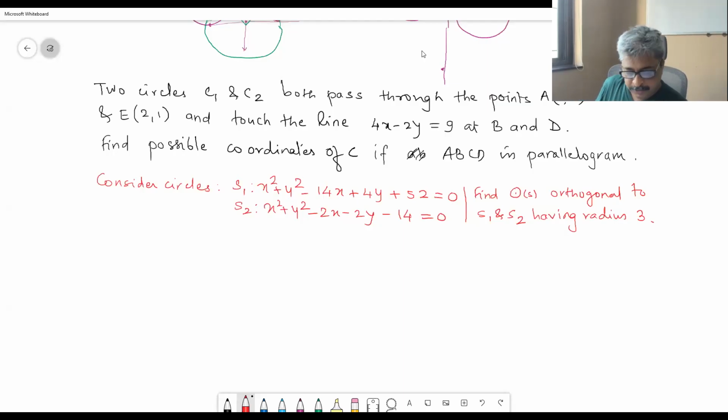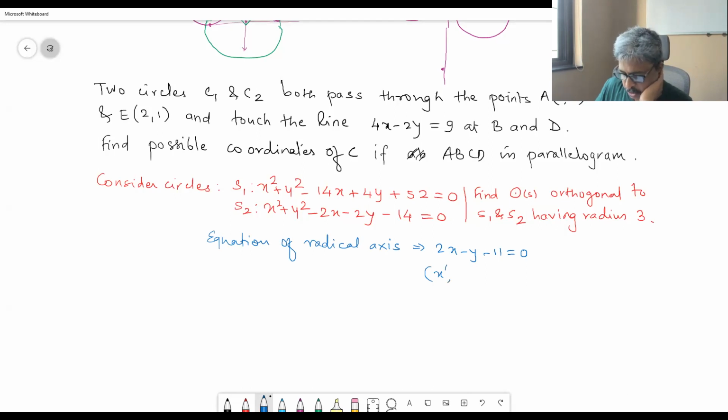Equation of the radical axis. You subtract these two and simplify, you will get 2x minus y minus 11 equals 0. So the parametric form of the radical axis is (x', 2x' minus 11). That is any point on the radical axis, right?